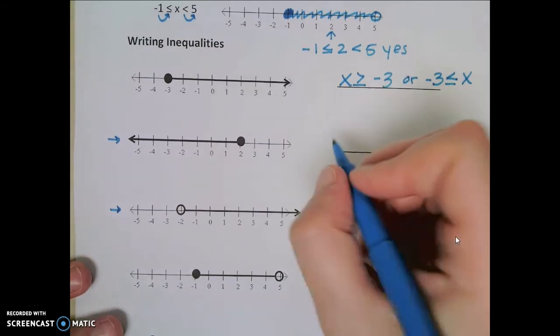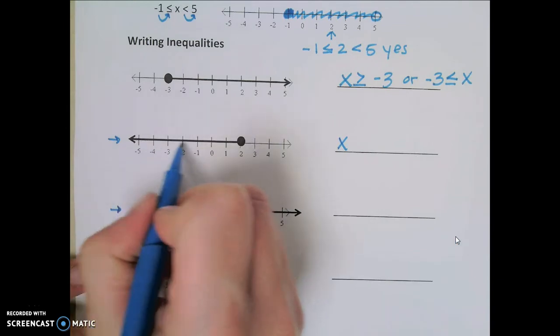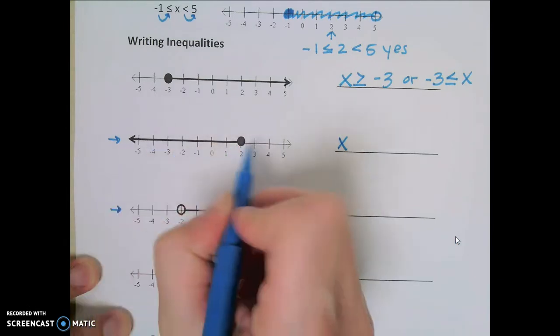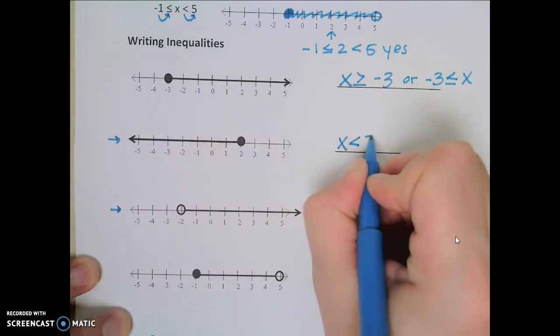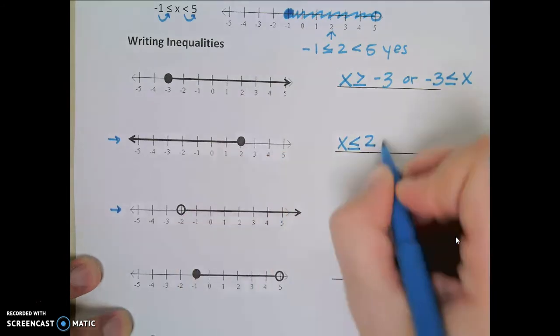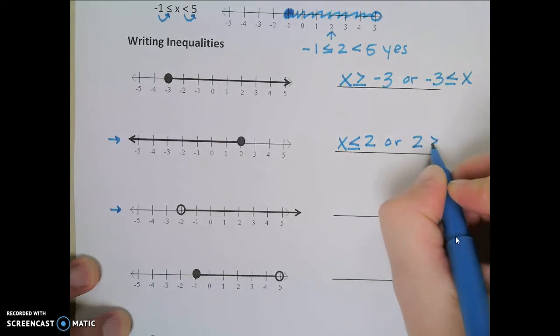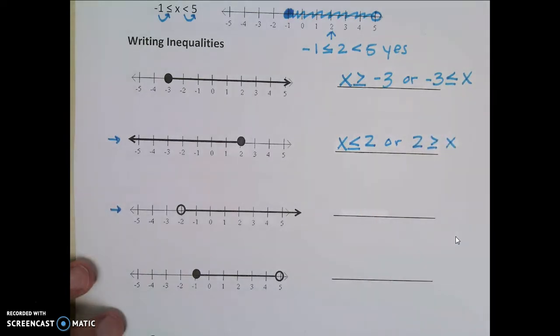All right, I'm going to start with the variable for this one. So x is the shaded numbers down here. These are all smaller than 2, so I'm going to say less than 2. But because it's a closed circle, we have to do less than or equal to. You could have also flipped the whole thing around and said 2 is greater than or equal to x.